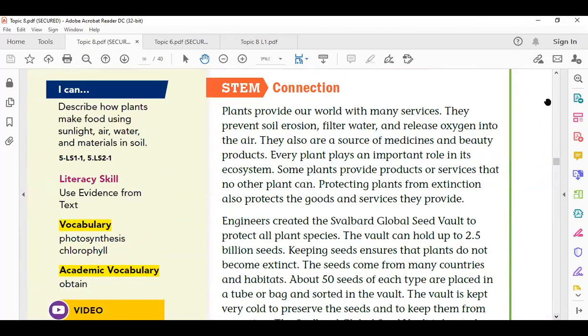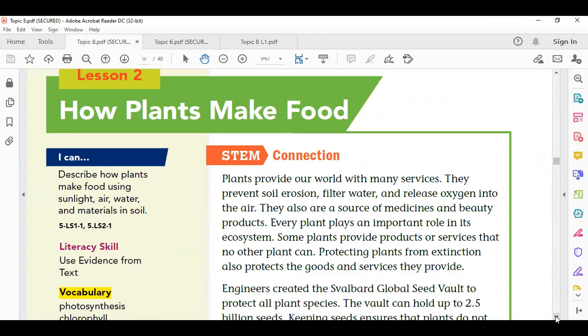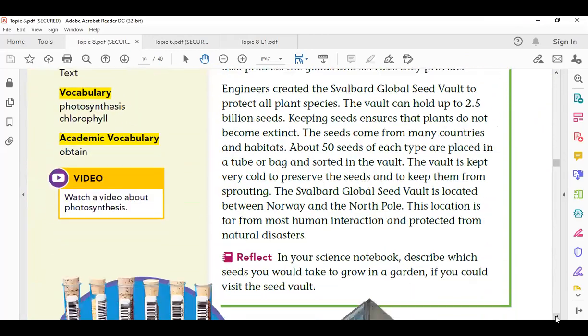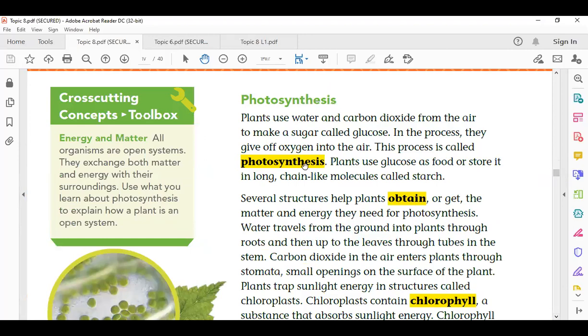Let's go to the lesson on how plants make food. Of course, the answer is by photosynthesis. This lesson is talking about photosynthesis in more detail. What is photosynthesis? It is a process by which plants change non-living things or non-living materials to sugar or food.